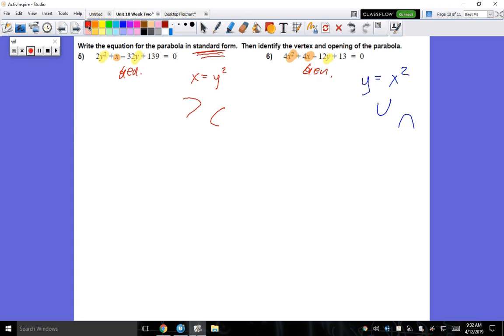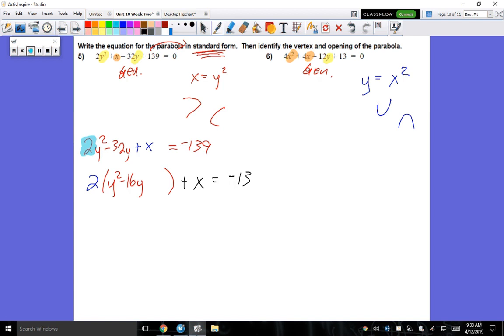Remember, the first step is setting it equal to the constant all by itself, and we get negative 139 by moving it over. And now we're just going to group all of our y's together, and we're going to group all of our x's together. Now that we have them separate and grouped, we want to complete the square. With completing the square, it's easiest to change the coefficient of your square term to 1. So we're going to GCF out this 2 so that we have this left over. And then it'll be plus x is equal to a negative 139.